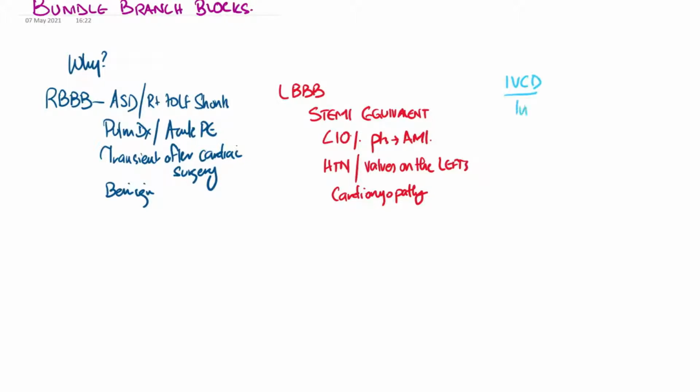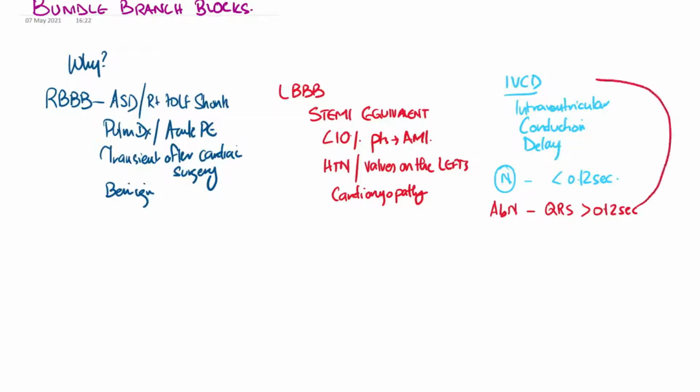The first condition that needs to be satisfied for it to be considered a bundle branch block pattern is interventricular conduction delay, which is IVCD. A normal QRS complex is going to be less than 0.12 seconds. For an interventricular conduction delay to be present, an abnormal QRS duration needs to be present, which is more than 0.12 seconds.